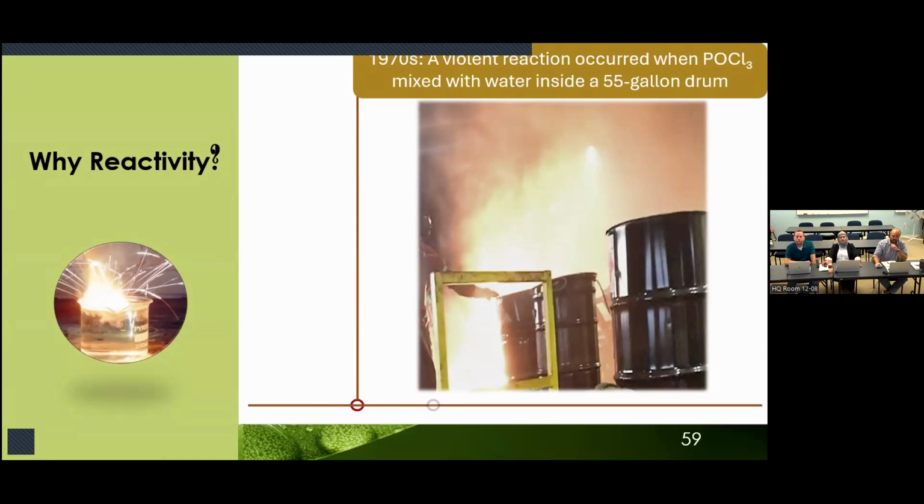For example, in the 1970s in Southern California, a deadly incident occurred when phosphorus oxychloride, a reactive chemical, mixed with water inside a 55-gallon drum. This caused a violent chemical reaction that released steam and hydrogen chloride gas. The intense pressure from the reaction caused the drum to explode, sending its bottom piece flying over 100 yards. Unfortunately, the blast fatally injured a plant operator nearby. This tragic event underscores the danger of improper handling and storage of reactive chemicals, especially when exposed to water, which can lead to deadly explosions like these.